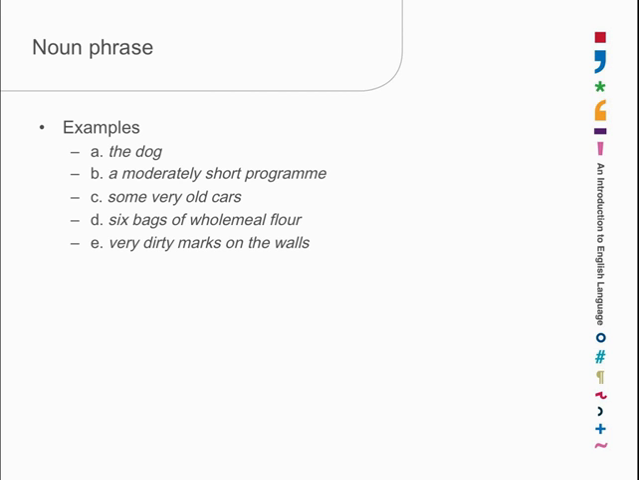Very dirty marks on walls. Well, where are the marks? They're on the walls. So marks is the head, and "on the walls" is telling us more about the marks, namely it's telling us where they are. How do we represent that?